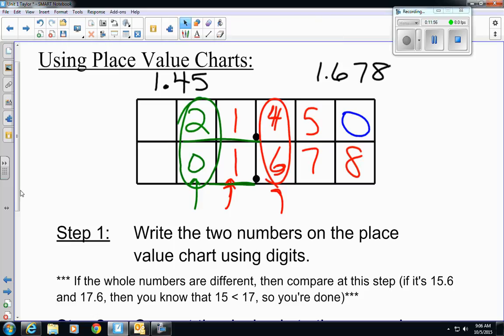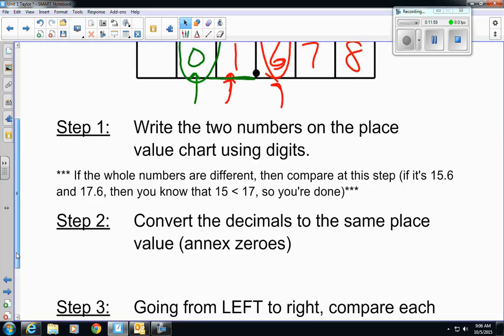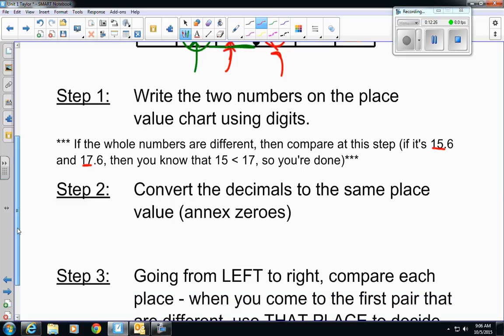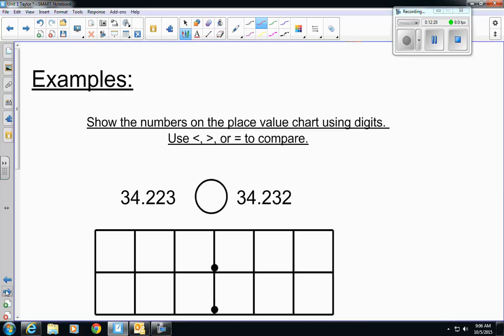Okay, be careful. Sometimes, see this star here, if the whole numbers are different, then compare at the whole numbers. If it's 15.6 and 17.6, don't look at the 0.6 yet. Look at the front. That happens a lot. Kids will jump immediately to the decimal and forget to look at the whole number. That's an easy one. You know 15 is smaller than 17. Done. Don't worry about the decimals. Pay attention, okay? They'll be in there. Trust me. All right, next page.